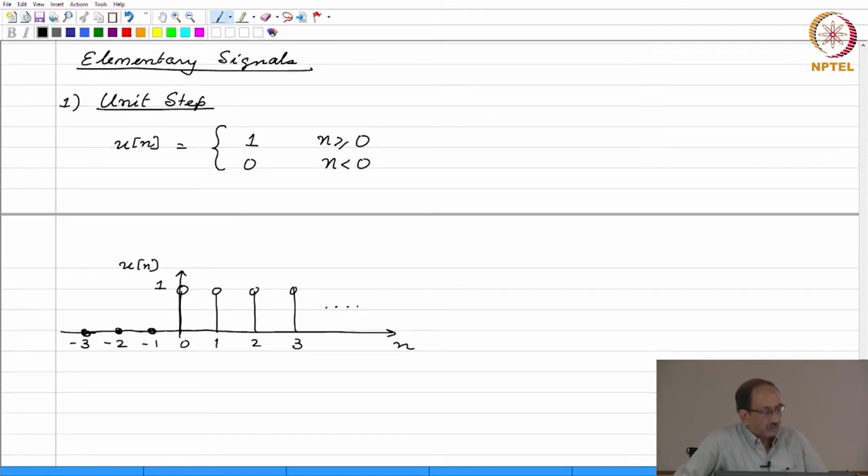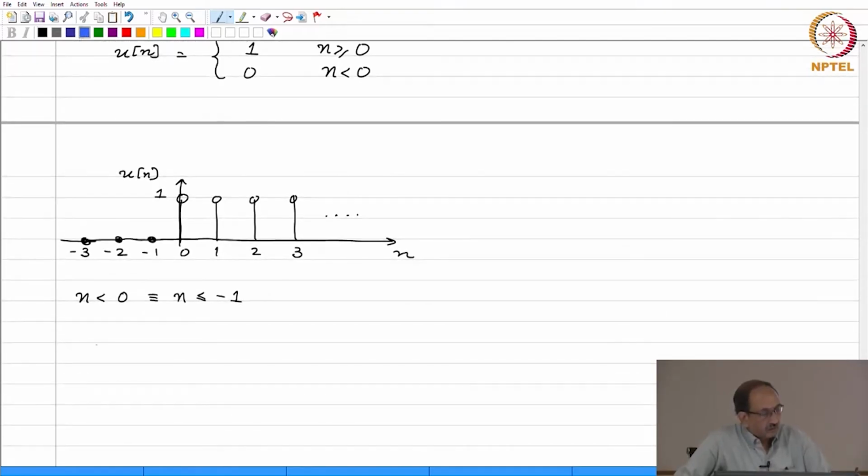And again, just to make a note of this in case you have not already noticed it, n less than 0 is the same as n less than or equal to minus 1. So this is the discrete time unit step sequence.